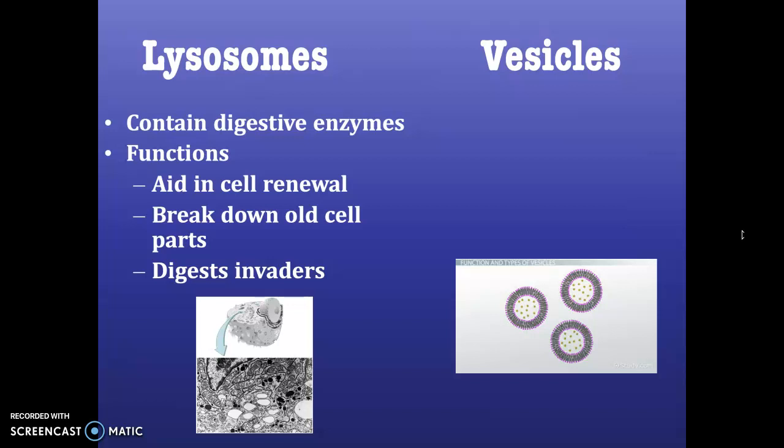What it does is, each of these little organelles or different parts of the cell break down over time. New parts have to be made, and what happens, the lysosomes take the old worn out parts, break them down so that parts can be reused.